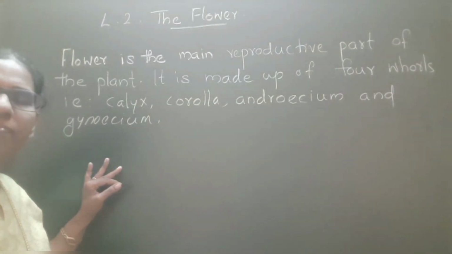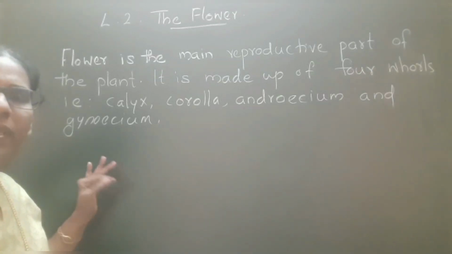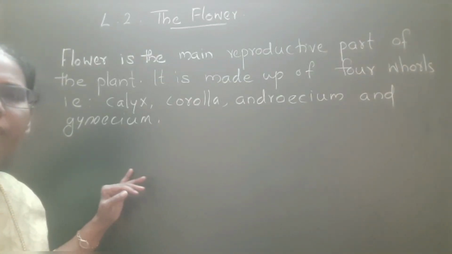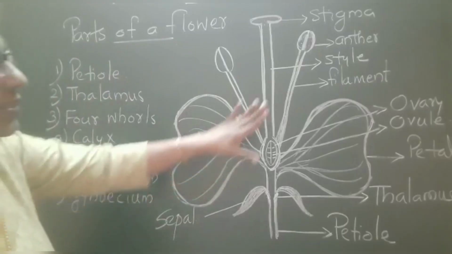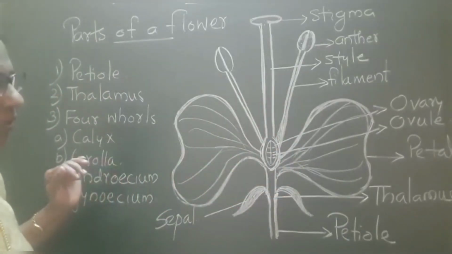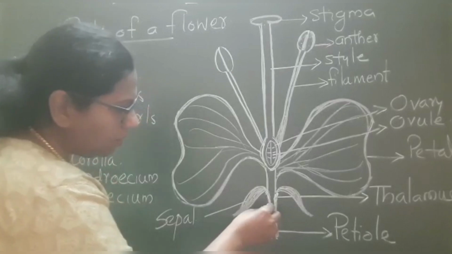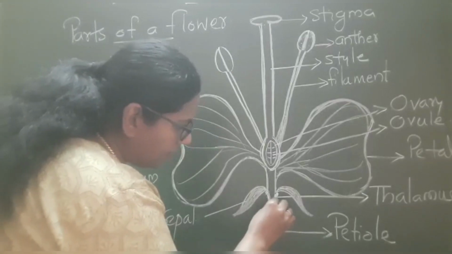Now this flower is attached to the main stem by a stalk that is called pedicel. Now we'll see in detail the parts of the flower. This is the diagram of a flower. Here can you see this part?